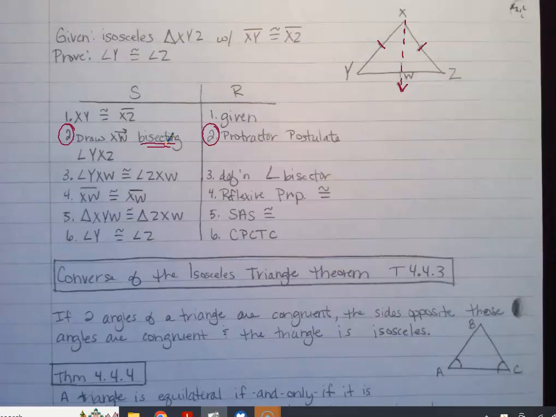All right, so we can, and this is bisecting. What does bisecting mean? Going straight through the middle. Going straight through the middle, which means it does what? Splitting it in half evenly. Okay, it splits it in half evenly. So that's where we went from 2 to 3. We could say angle YXW is congruent to angle ZXW, because of the definition of an angle bisector.